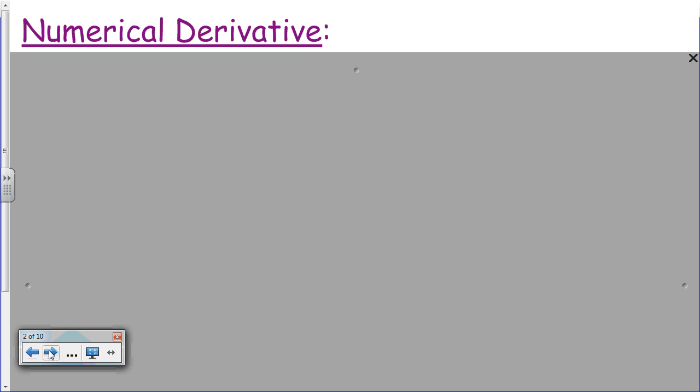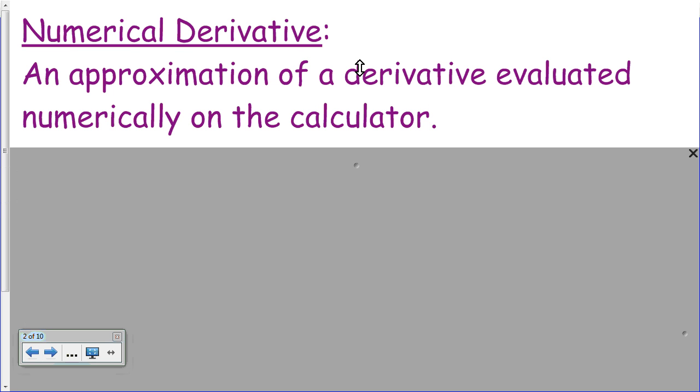All right, let's start out with what's called a numerical derivative. Anytime you see the term numerical, they're going to be referring to doing some calculation on your calculator. A numerical derivative is an approximation of a derivative evaluated numerically on the calculator.